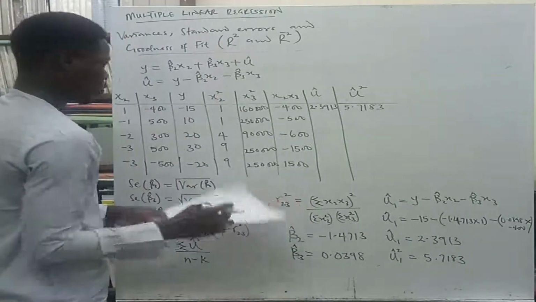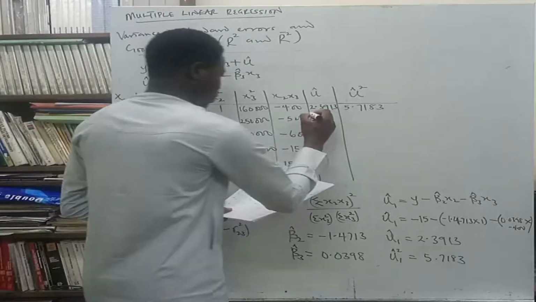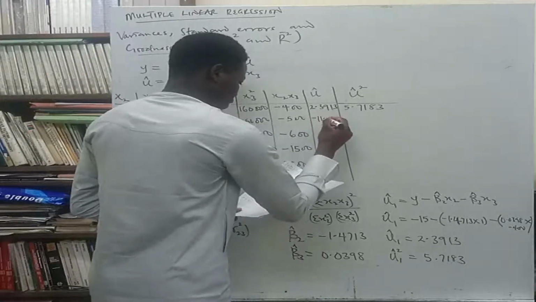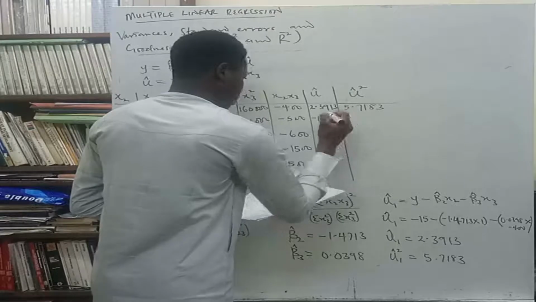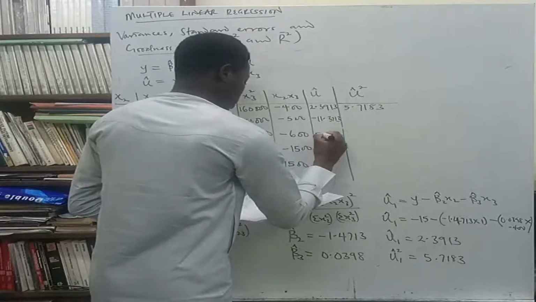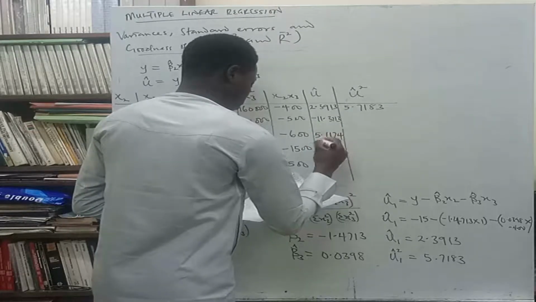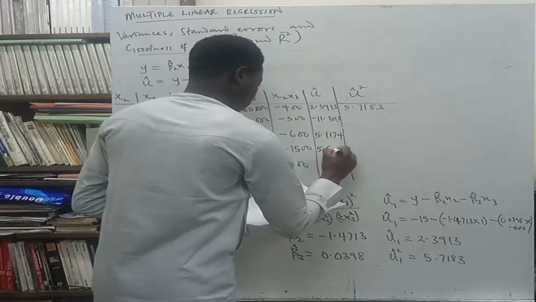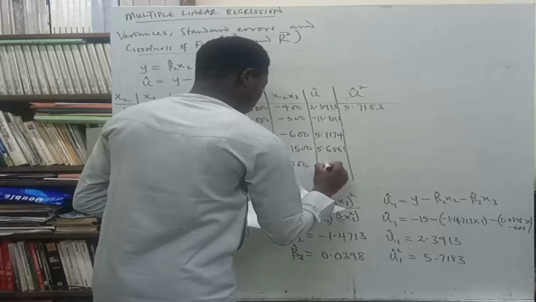So that is just for the first one. I've shown the working, so you can take your time to do that. So we have minus 1 for the second one. I got this. The third one I got this. Then the fourth one, fifth one.